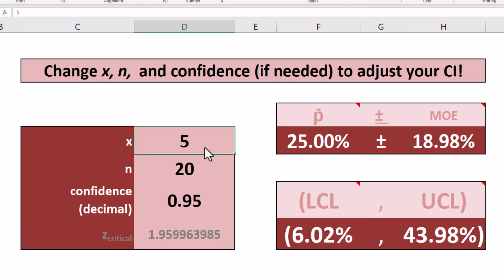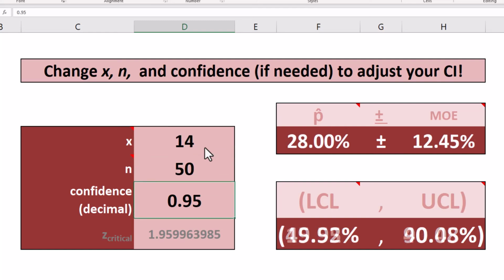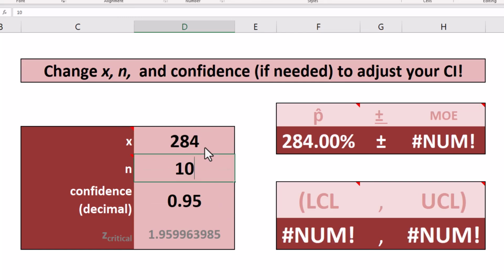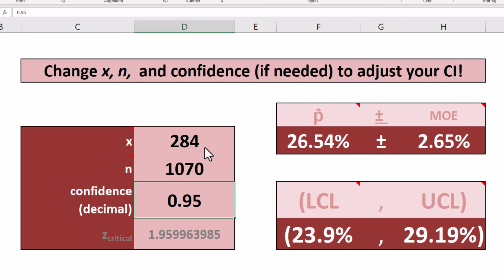Okay, let's bump it up to 14 out of 50. What happens now? Okay, that's still below 50%, isn't it? 16% up to about 40%. That's looking below. Okay, let's see. Does that behavior continue? 25 out of 100. Oh yeah. This is definitely looking below 50%. 17 to 33%, and then the grand finale was 284 out of 1,070. Oh yes, my dear friends. Looks like it's between 24% and 29%.